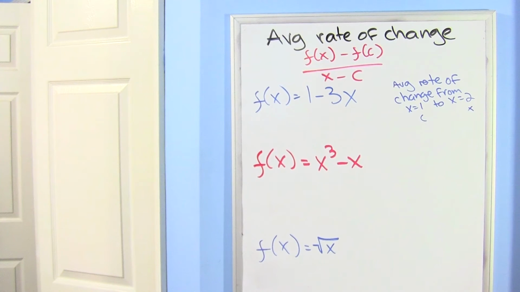Alright, you have 3 problems on the board. Go ahead and find the average rate of change from 1 to 2. Pause the video and I'll show you the answers in 3, 2, 1.